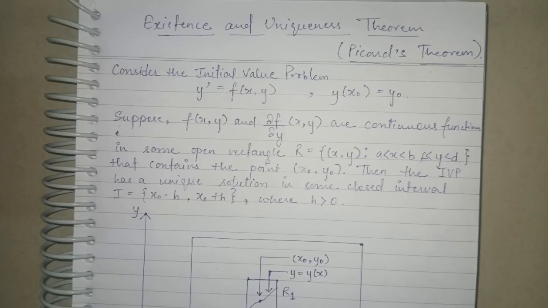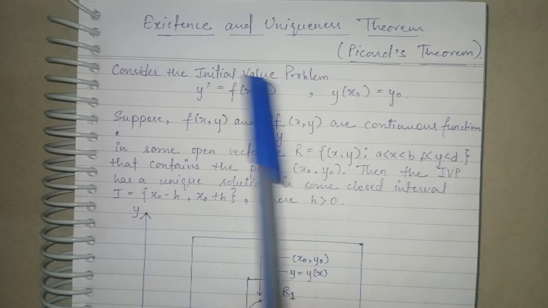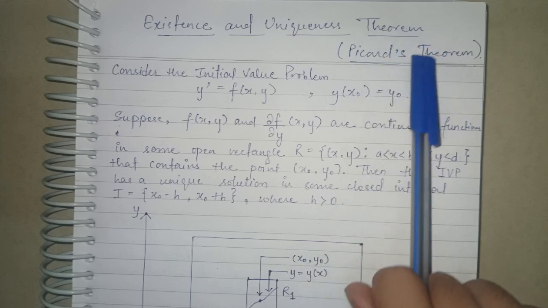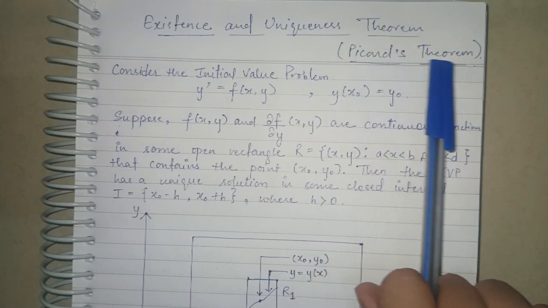Hello everyone. In the last lecture, I asked you: if you are given an initial value problem and asked whether the solution of that initial value problem exists or not, and if it exists, whether it is unique or whether you can find other solutions, then what will you do? For that, today we are starting the existence and uniqueness theorem, which is also known as Picard's theorem.